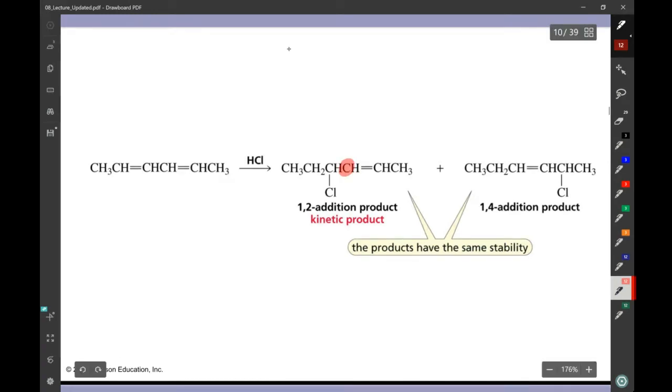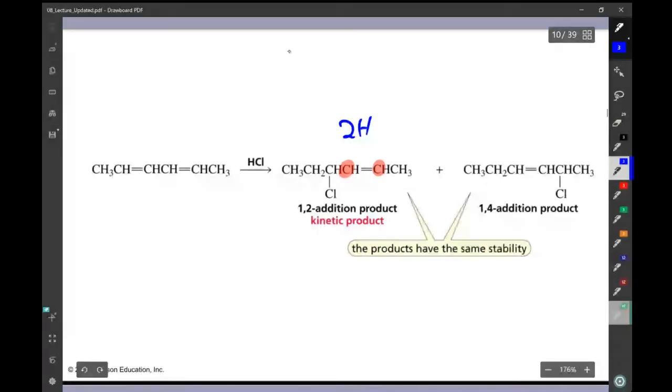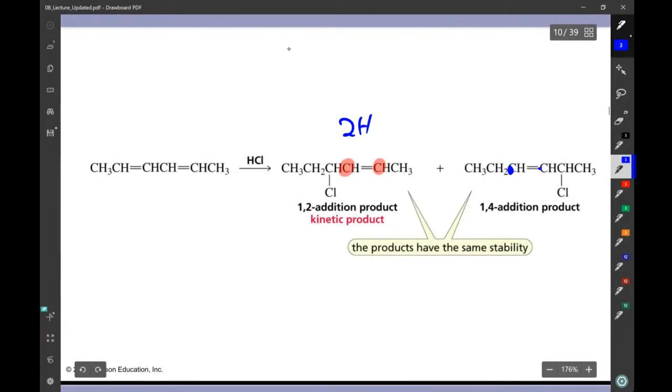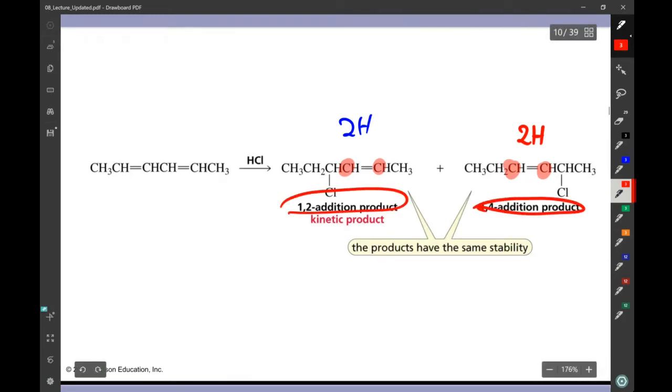If I look at the carbons that are involved in the formation of the double bond, over here we have two hydrogens involved in the formation of that double bond, and over here, if I look at this carbon, I also notice that I have two hydrogens involved in the formation. And so in this case, the 1,2 addition product and the 1,4 addition product are the same.